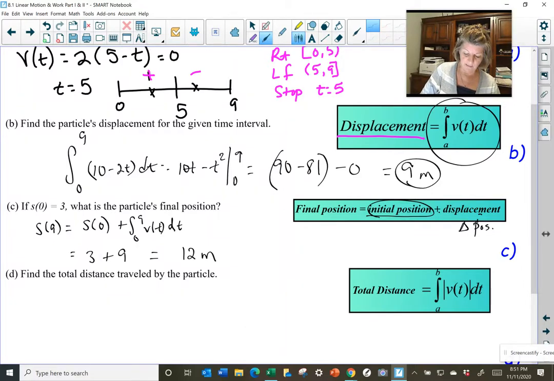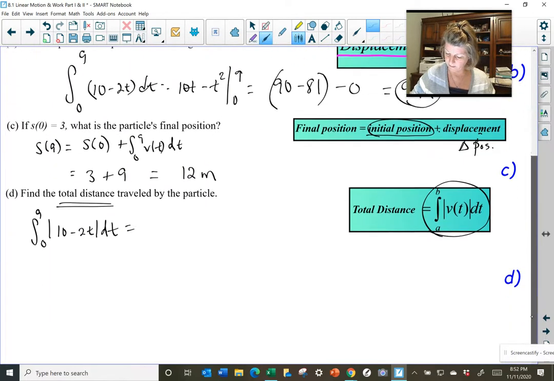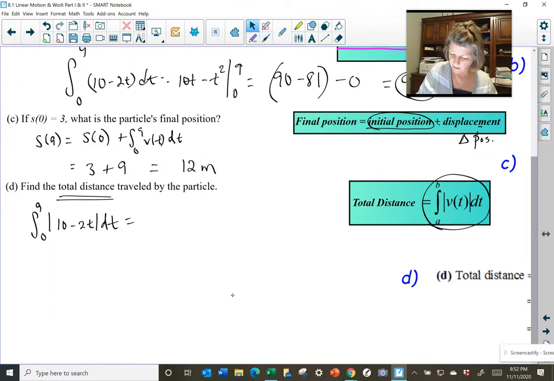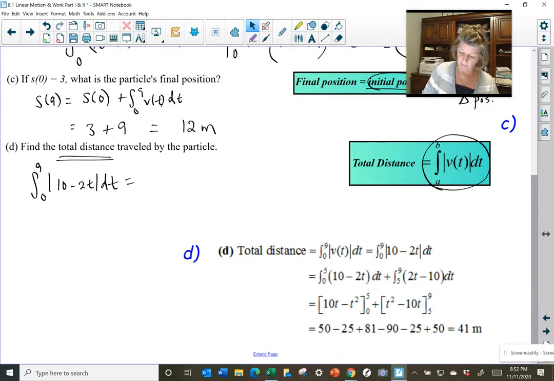Find the total distance traveled by the particle. Total distance is the one that's kind of a pain, unless you have a calculator. If you have a calculator, it's very simple because we can wrap absolute values around our velocity function and come up with the answer. So in my calculator, 0 to 9, absolute value of 10 minus 2t dt, I would get an answer. It looks like we should come out with 41.